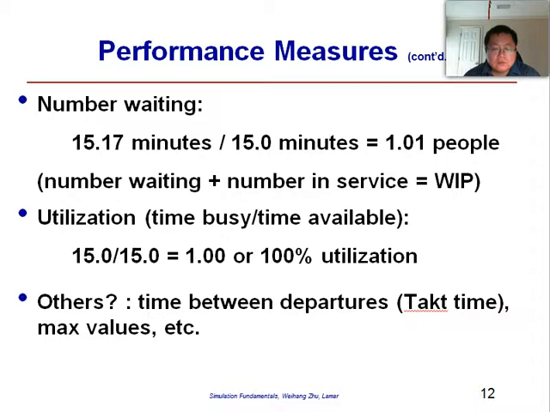Here are more performance measures. By dividing total waiting time by observation time, we can get the average number of waiting. Number of waiting and number in service together are work in process, WIP. Utilization is the busy time of the server divided by the total observation time. In this case, since the first customer comes at time 0 and the server has been busy always, the utilization is 100%.